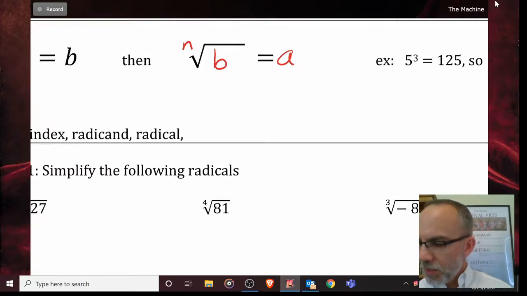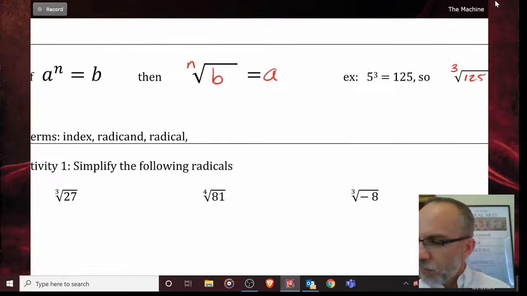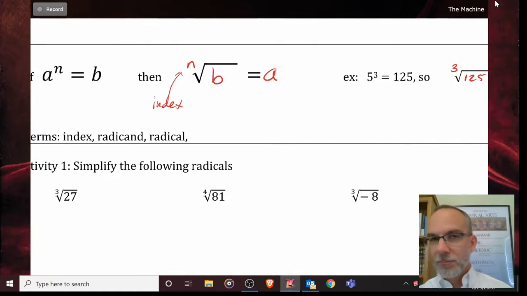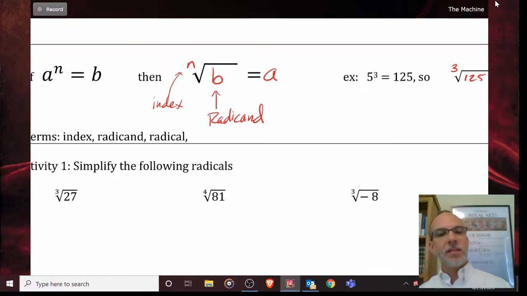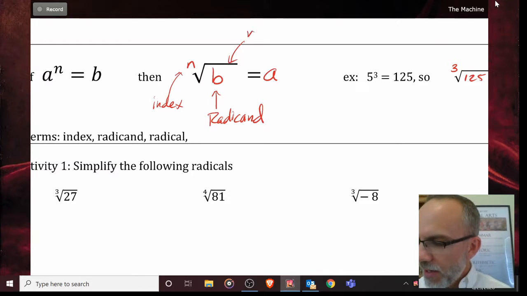Okay, so now let's talk about some terms. First of all, the n, the thing that tells you what kind of root it is, is the index. The thing that is underneath the radical symbol is called the radicand, with a D on the end, not a radicant with a T. It's D as in delta. And then this symbol right here is the radical.